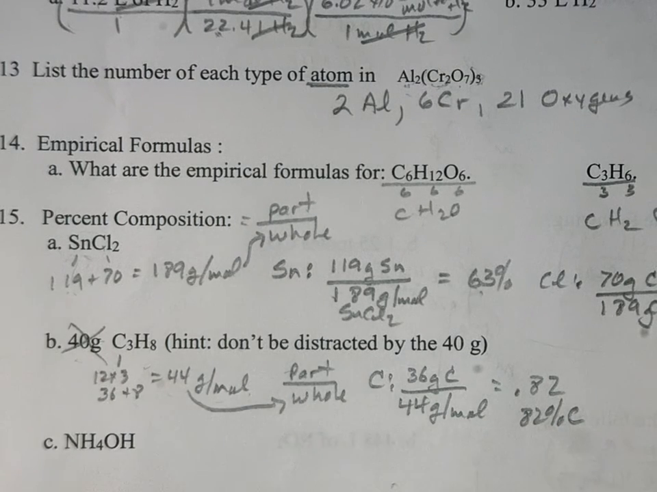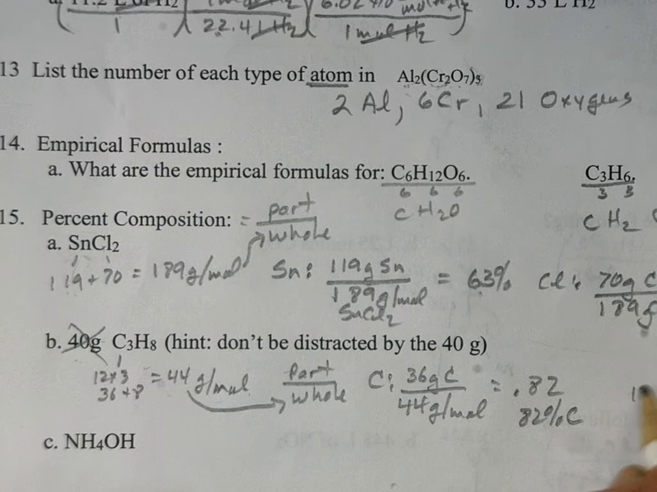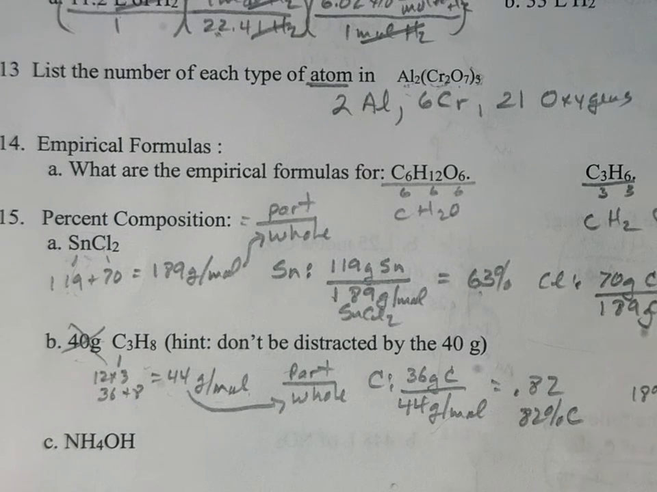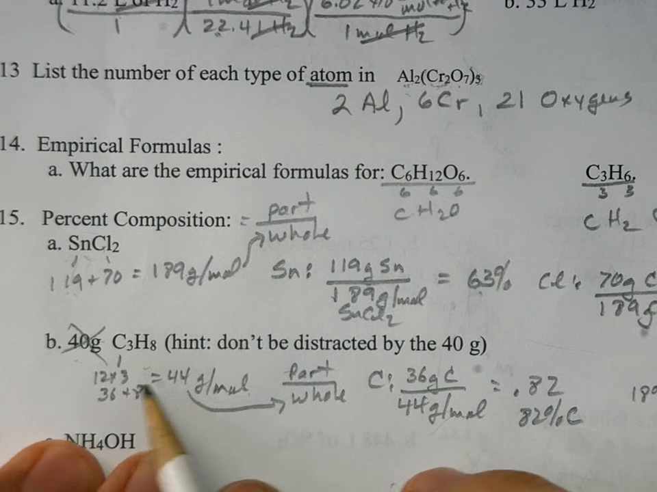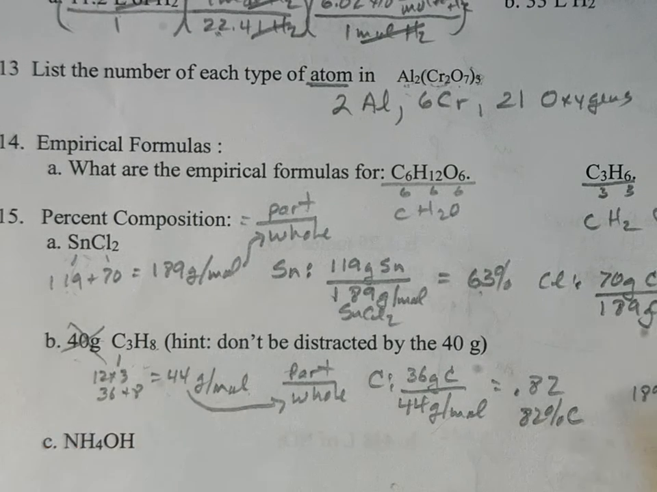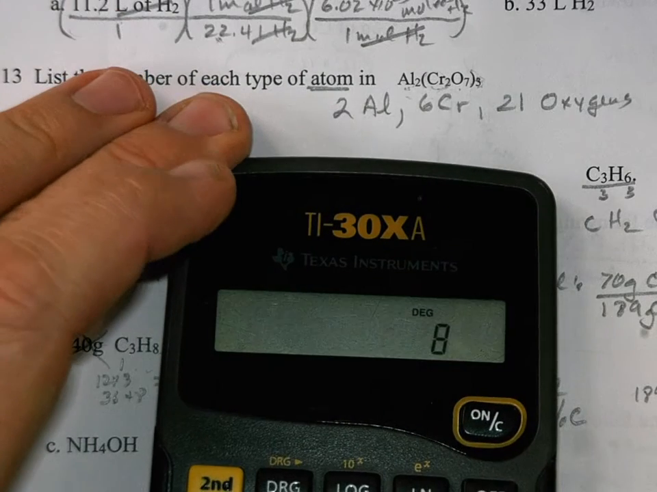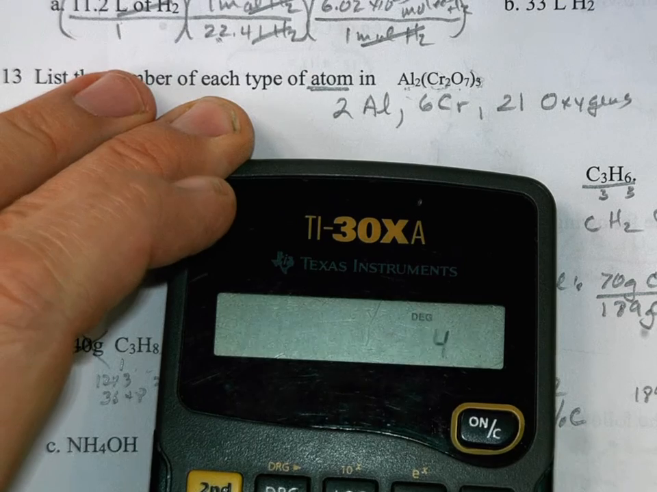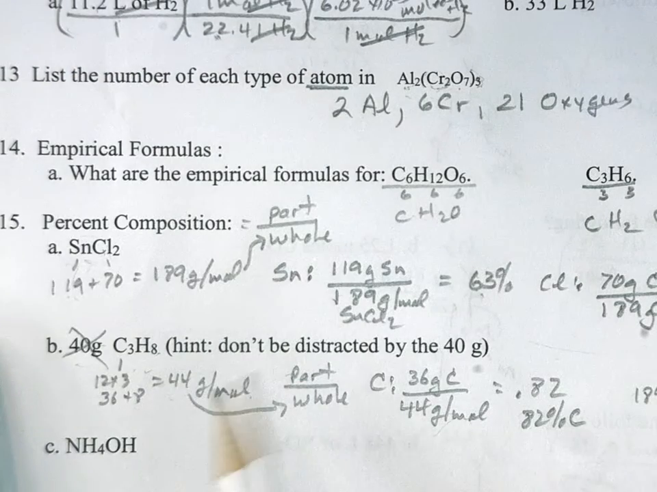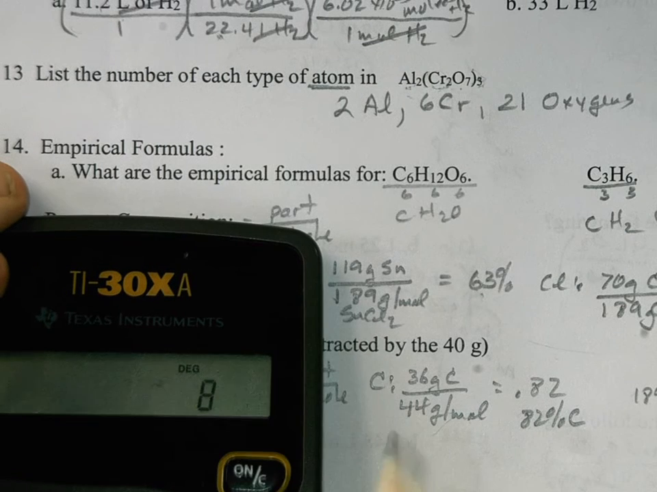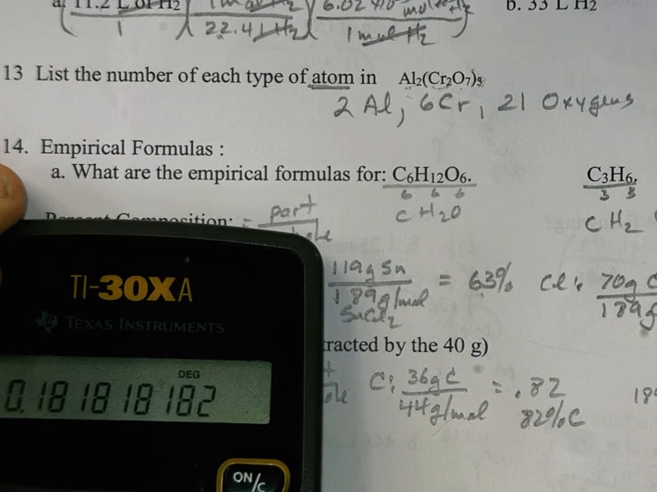And then let's see, 100 minus 82 should be 18%. What was our other compound? Hydrogen. And if you don't believe me, well, the hydrogen, we said there were 8 hydrogens in there. So let's do 8 divided by 44 equals... what did I do wrong there? 8 divided by 44. Here we go. 0.18, and that becomes 18%.